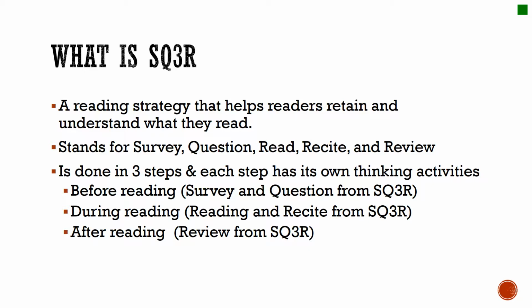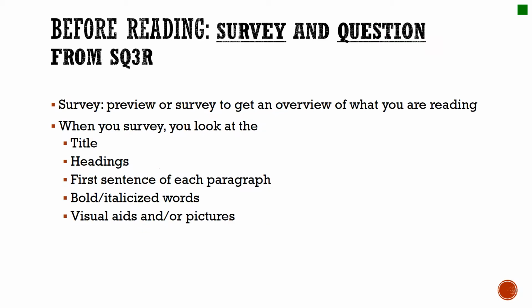Remember, SQ3R, the S stands for survey, the Q stands for question, and the 3 R's stand for read, recite, and review. SQ3R is broken down into 3 steps: before, during, and after reading, and each step has its own thinking activities. Okay, before reading, we survey and question from SQ3R.